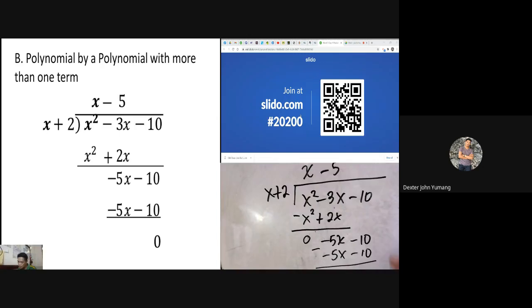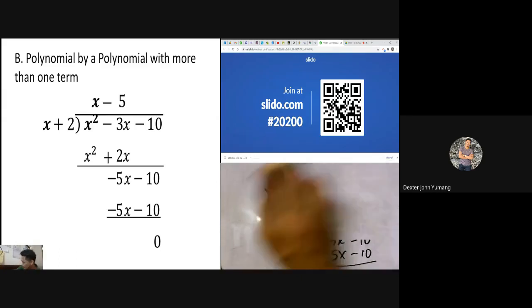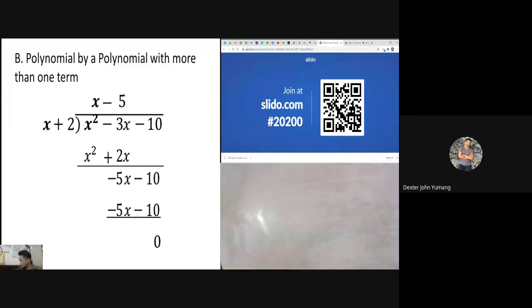Same with the PowerPoint presentation. Okay, that was our lesson yesterday. Now, we will have a game. Our game is about slido.com. But before that, I have an example first. How are you going to divide this one?